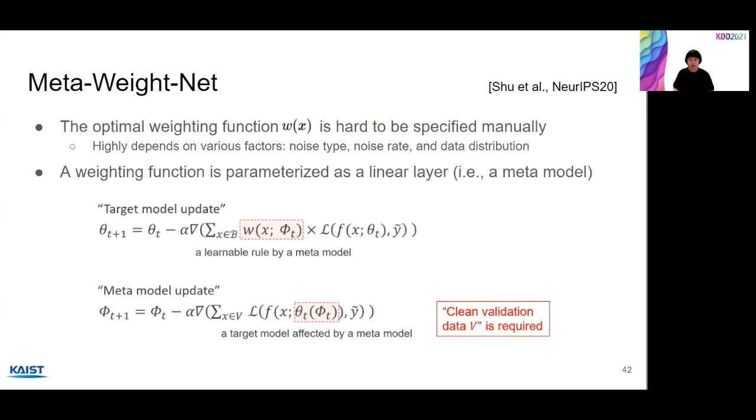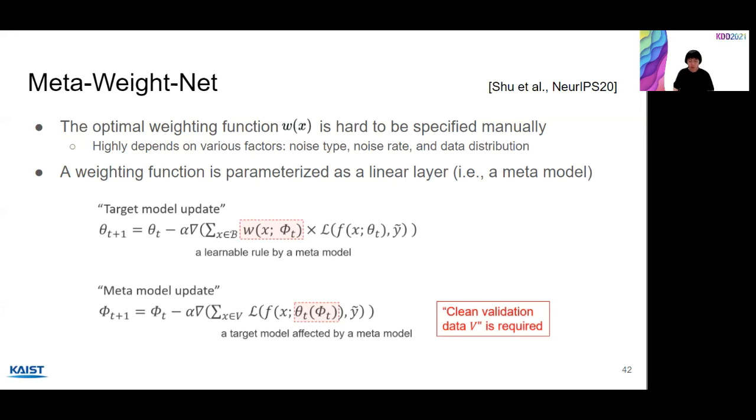Like Active Bias, which finds a reweighting rule in a heuristic manner, using the standard deviation could be good for a specific dataset, but an optimal weighting function is very hard to specify manually because the rule highly depends on various factors like noise type, noise ratio, or the data distribution of a given dataset. So in MetaWeightNet, this work proposed to parameterize the weighting function with a simple linear layer. In terms of model training, in addition to the target model, the meta model pi here should be trained for the weighting function as well.